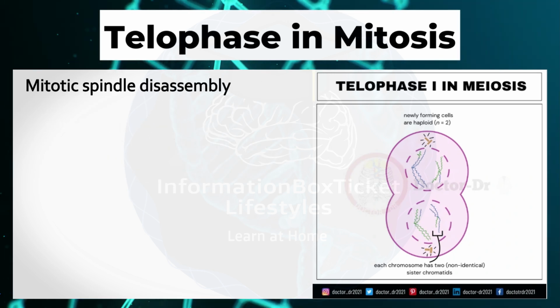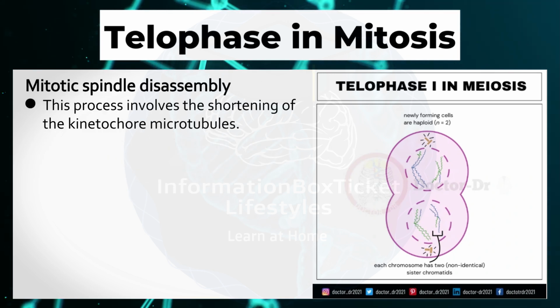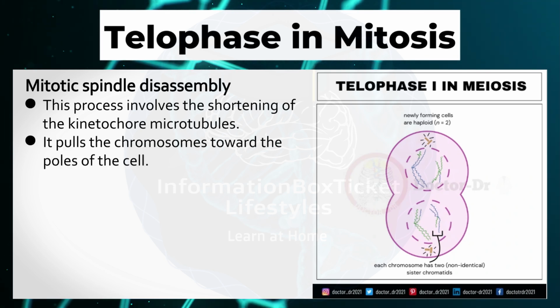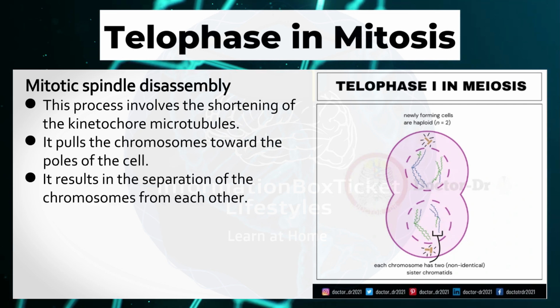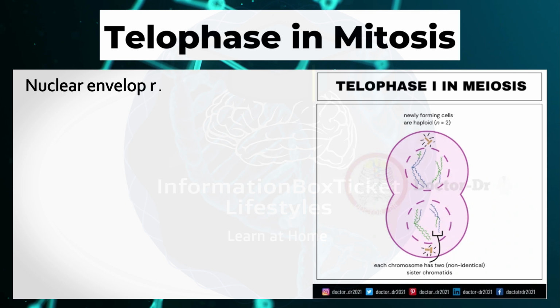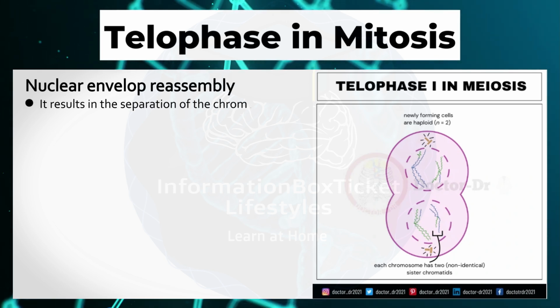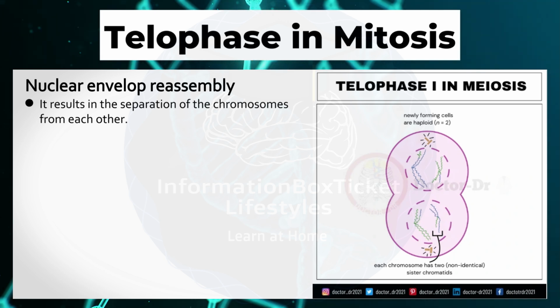Mitotic spindle disassembly. This process involves the shortening of the kinetochore microtubules. It pulls the chromosomes toward the poles of the cell. It results in the separation of the chromosomes from each other.